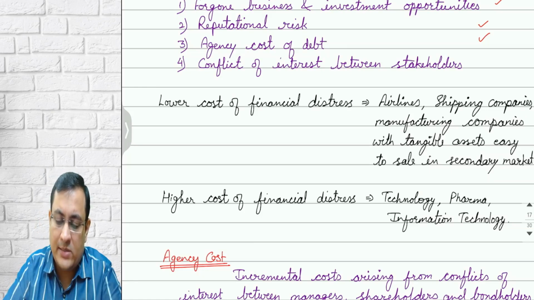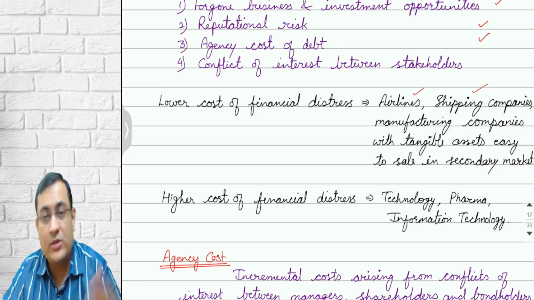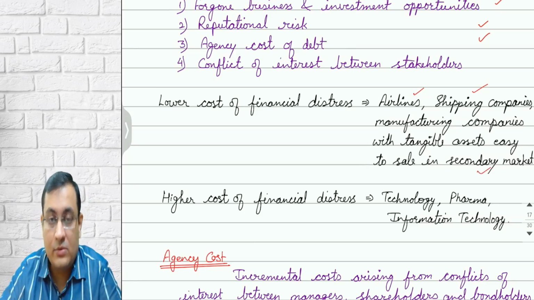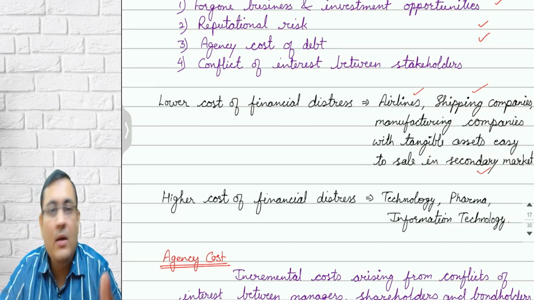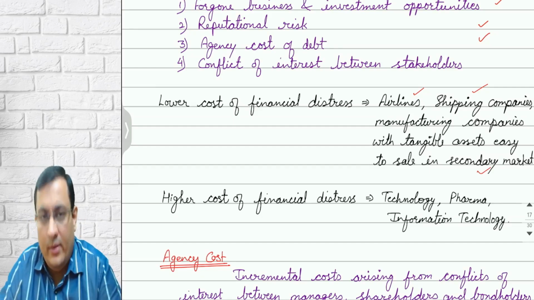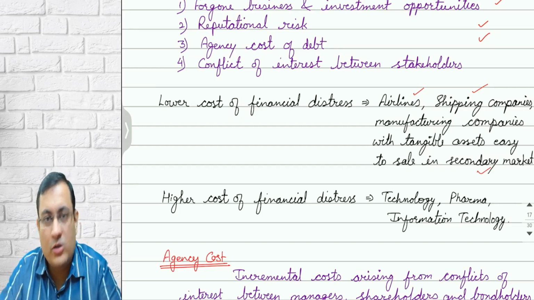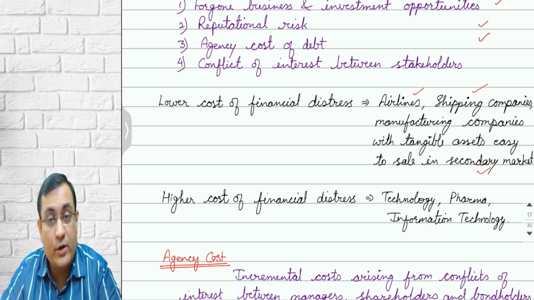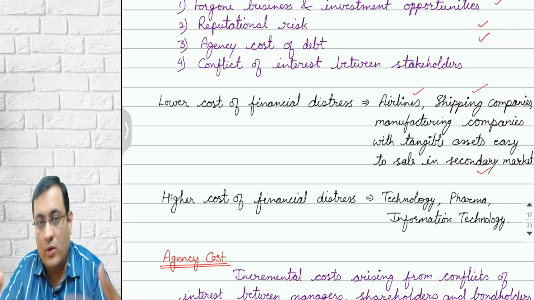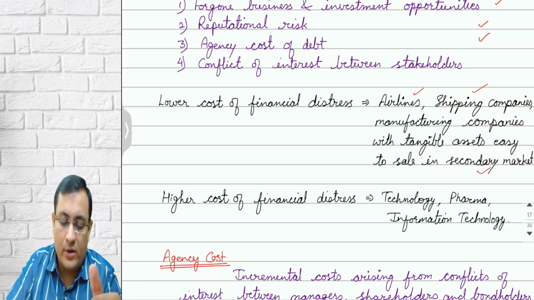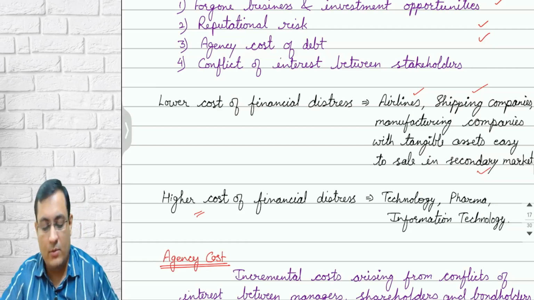Some companies listed in the module, that is airlines and shipping companies, have tangible assets which are easily sellable in the secondary market to other companies. The companies which generally have intangibles, such as technology companies, software companies, pharma companies, patents, etc., may not find other companies interested in their patents or technology. So there you will face problems in generating liquidity in bad or difficult times. So they are going to have a higher financial distress cost, just as normal things.